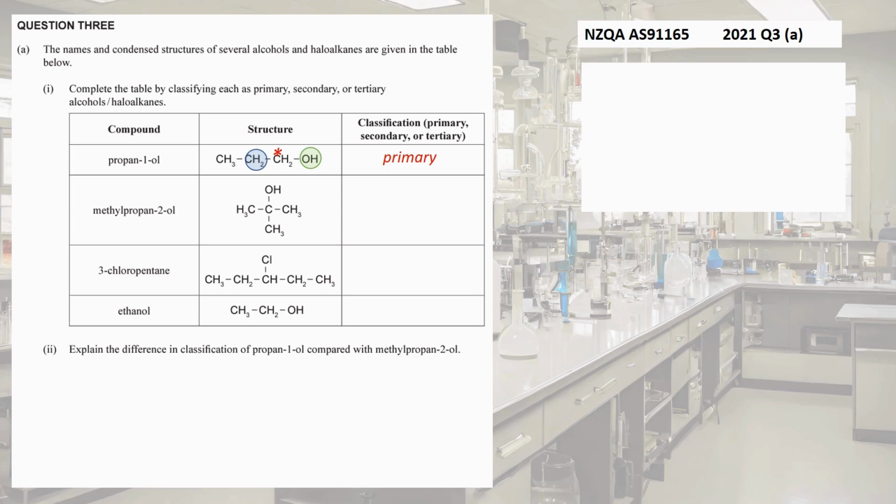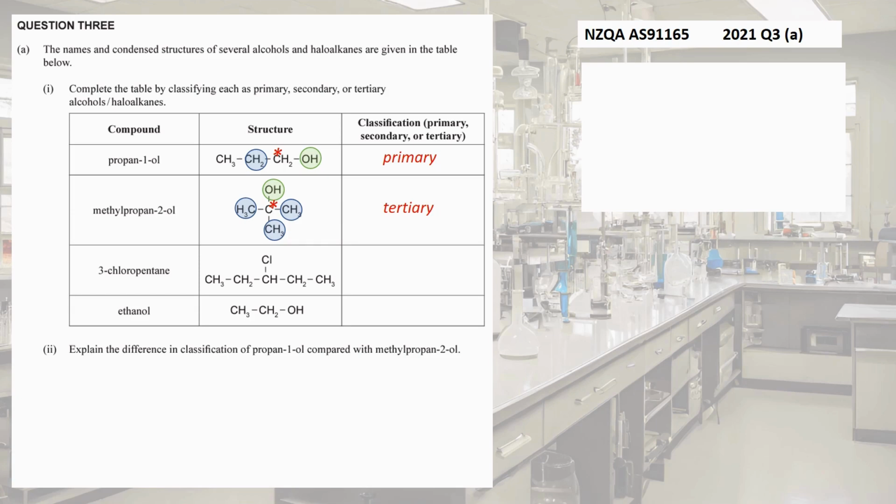Okay, going through that same technique again, I'm going to circle the alcohol group here, going to asterisk the carbon that it is attached to, and then count how many other carbons are directly attached to that carbon that is joined to the functional group. 1, 2, 3. That makes this a tertiary alcohol.